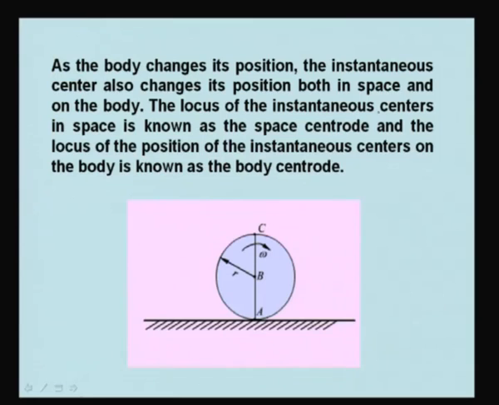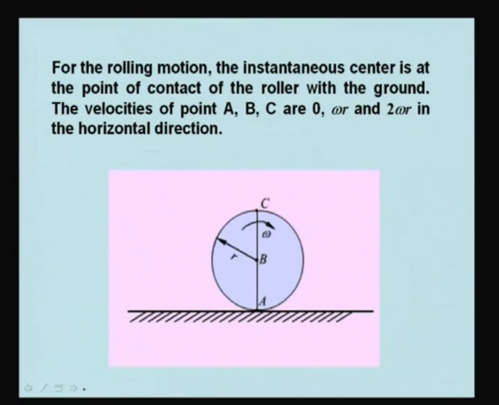So, this is the thing. Now, for the rolling motion, suppose the body is undergoing rolling motion, then the instantaneous center is at the point of contact of the roller with the ground. So, it is in contact with the ground. The velocities of points A, B and C are 0, omega r and 2 omega r in the horizontal direction.